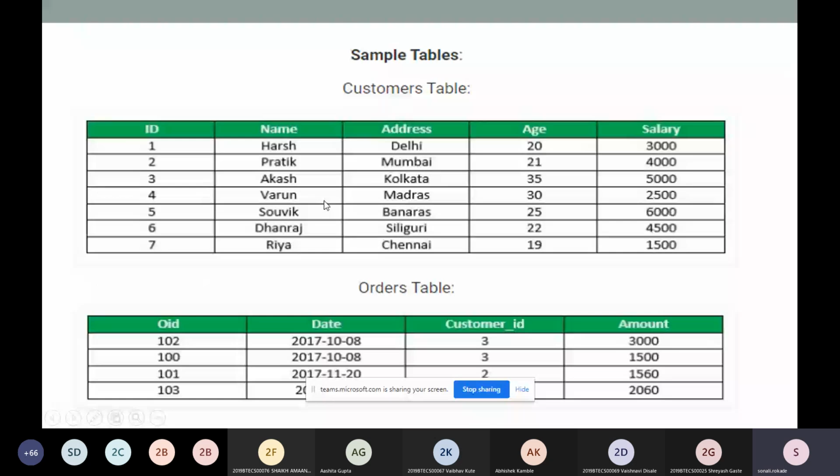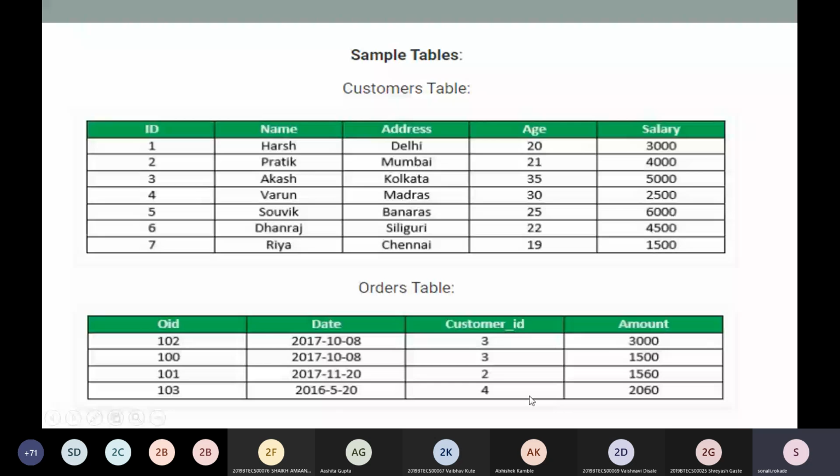Now let us have an example. Here is the customer table, and the second one is the orders table. In customers, we have 5 attributes: ID, name, address, age, and salary. In the orders table, we will have order ID, that is OID, date, customer ID, and amount. This customer ID is from the customers table. The primary key of the customer table is acting as a reference key in another table, so we can call it a foreign key.